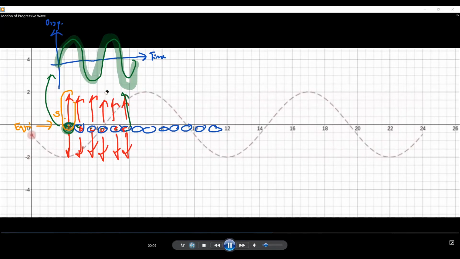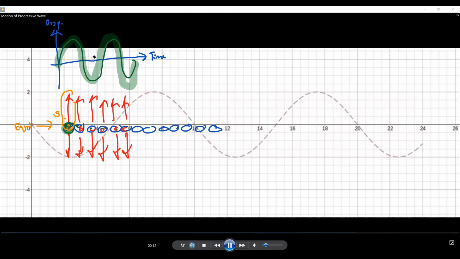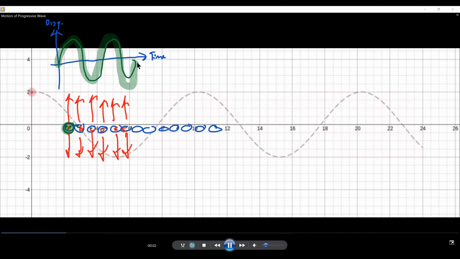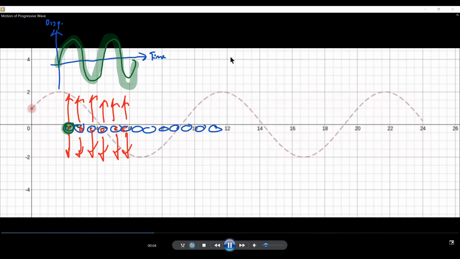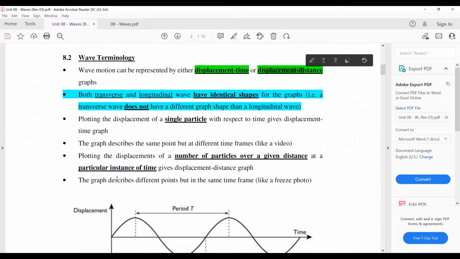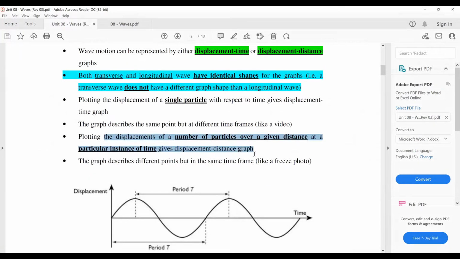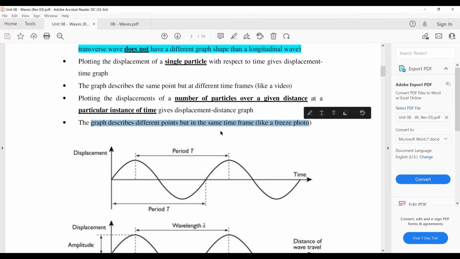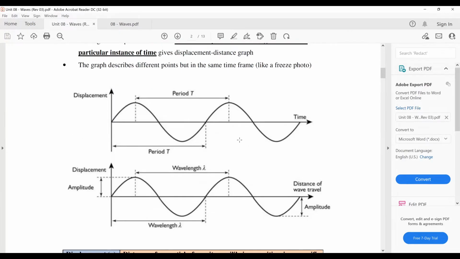In the notes, we also mentioned that you could also represent the wave motion using a displacement distance graph. Okay, so be mindful of the wordings that they use. Now when you want to produce a displacement distance graph, it is made by plotting the displacement of a number of particles over a given distance at a particular instance of time. All right, it describes different points but in the same time frame, something like a freeze photo.